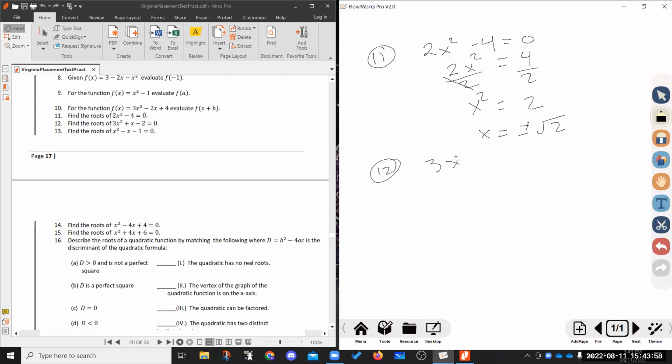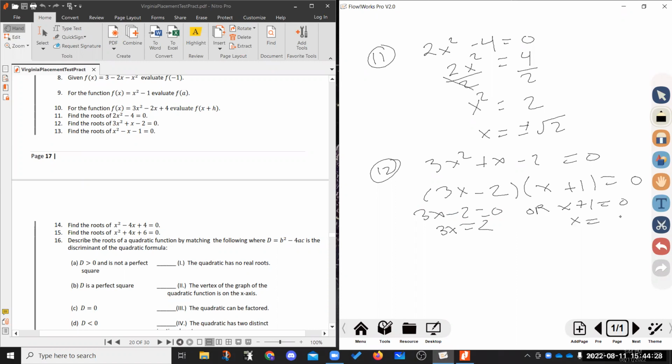Now we want to find the roots of 3x squared plus x minus 2 is equal to 0. And I say, oh boy, let's factor this. If I can, let's see if I can factor it. Okay, let's say plus 1 and minus 2. 3 minus 2 is positive 1. That looks like 3x minus 2 is equal to 0, or x plus 1 is equal to 0. 3x is equal to 2, x equal to negative 1. x is equal to 2/3, or x is equal to negative 1. So those are my roots, negative 1 and 2/3.